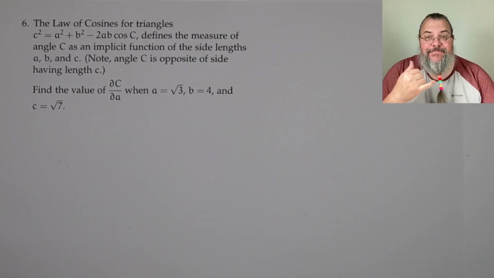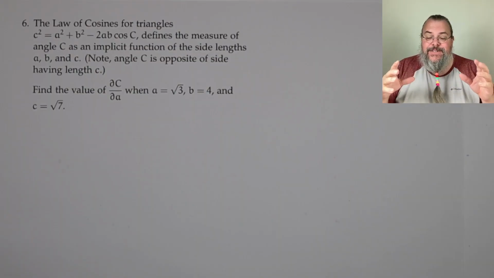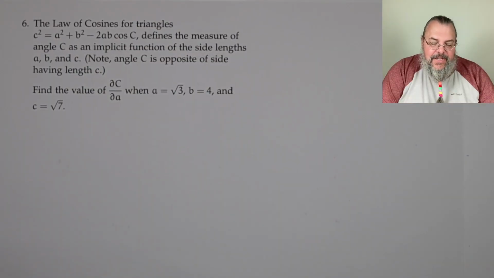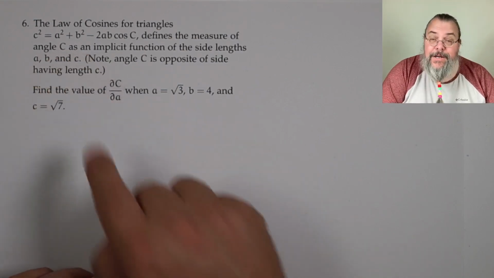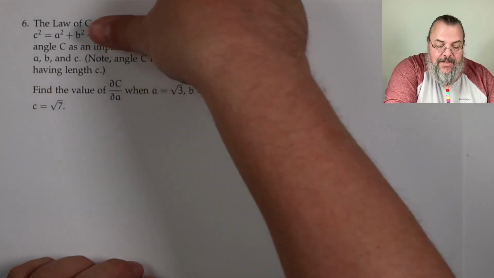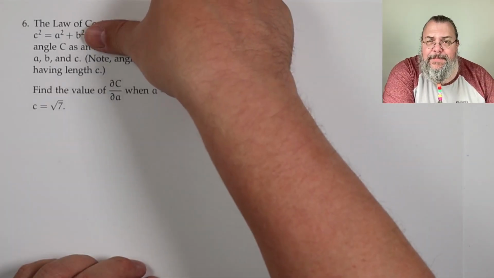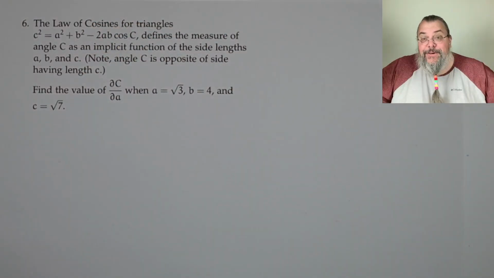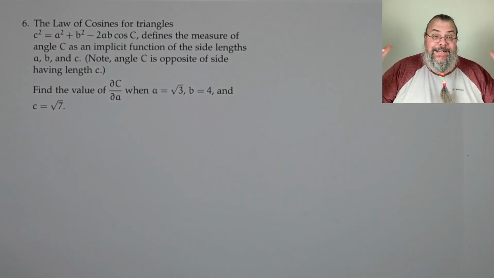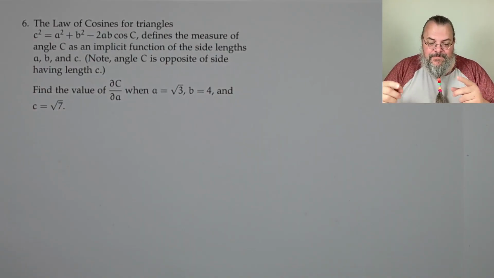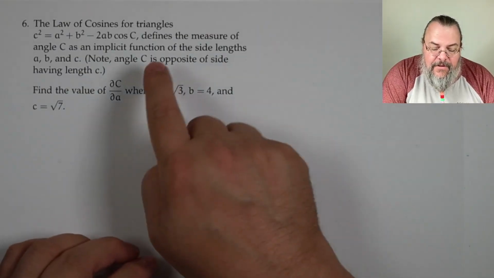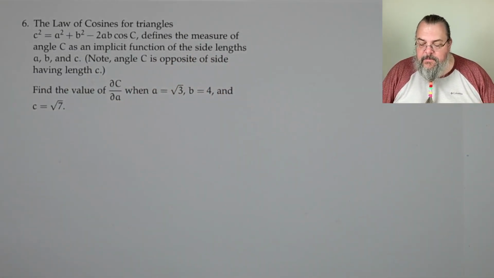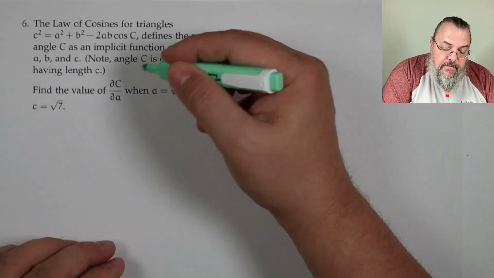Number 6. The law of cosines for triangles. Law of cosines brings me back. Good times. It says c squared is a squared plus b squared minus 2ab cosine C. Now, if you just cover that up, you're like, oh, isn't that like the Pythagorean theorem? It is. And so essentially, the law of cosines is like the Pythagorean theorem for other kinds of triangles, not just the right ones. All right, anyways, it defines the measure of angle C as, and I feel this is going to be an important phrase here, an implicit function.